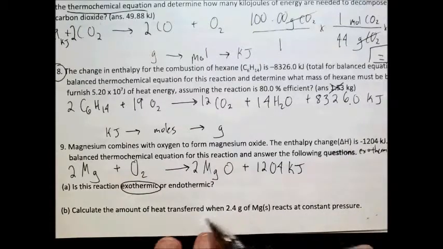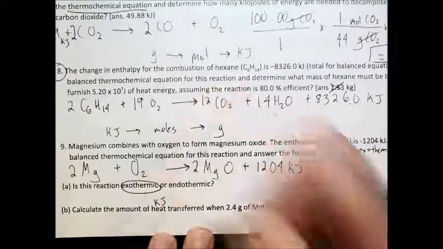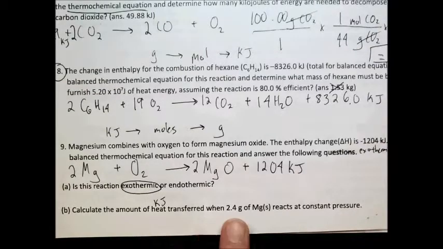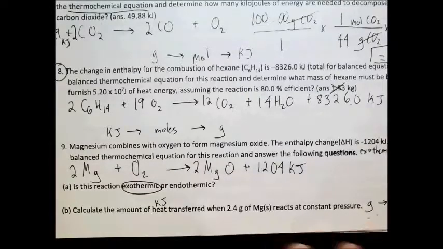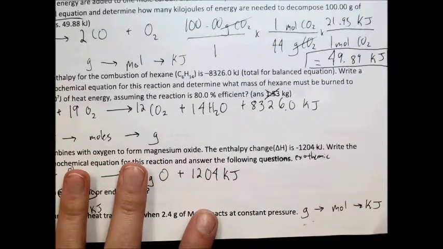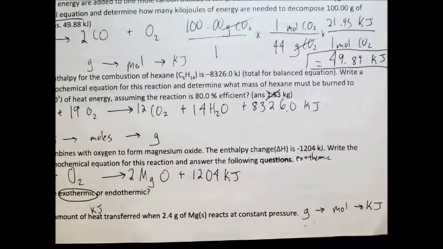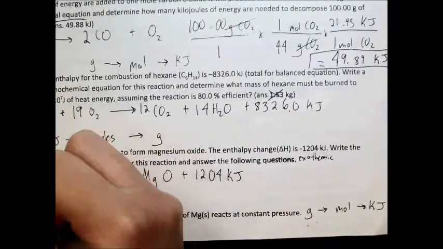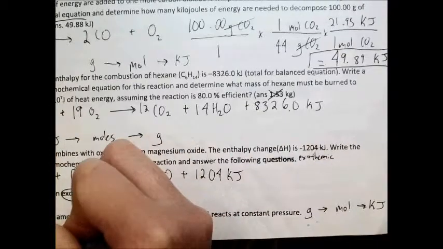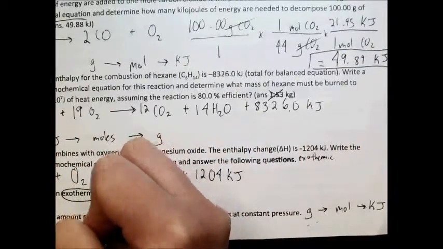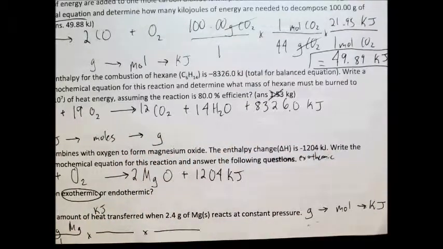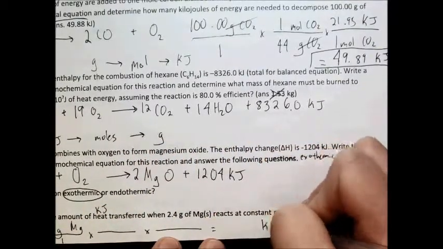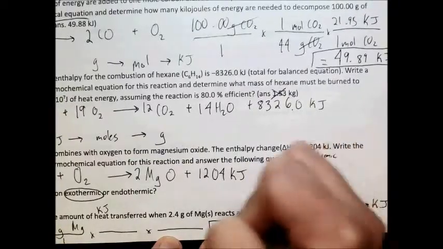B says, calculate the amount of heat transferred when 2.4 grams of magnesium react at constant pressure. So I need to find out how much heat is transferred in kilojoules if I start with grams. So I'm going to go from grams to moles to kilojoules. There's my plan for solving this. I'm starting with 2.4 grams of Mg. I'm going to multiply it by 2 fractions to convert and get my final answer in kilojoules.